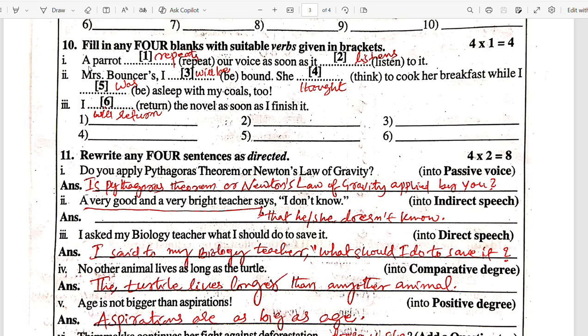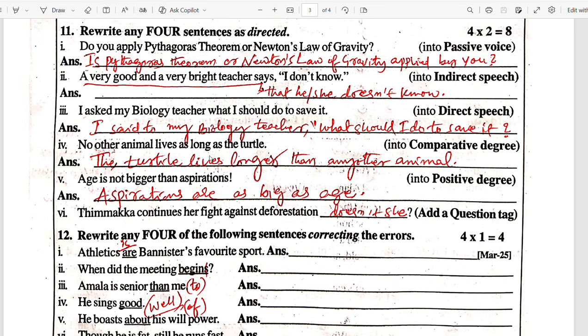So students have to focus here. A parrot is a natural truth. Natural truth has to be expressed always in simple present tense. Next, here we can understand past tense is thought. Here I will return the novel as soon as I finish it. That means he has not returned it. So based on the context, you have to guess some of the words. So vocabulary has to be taught to the students based on the context.